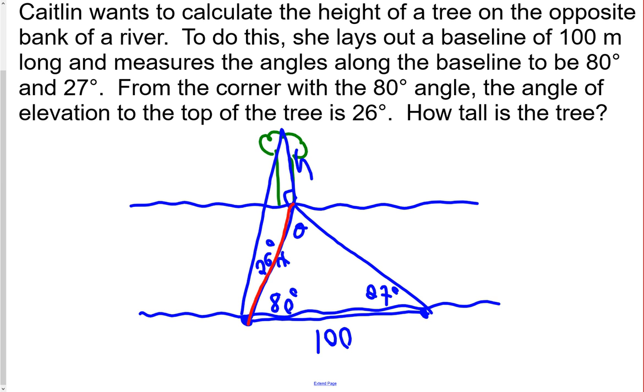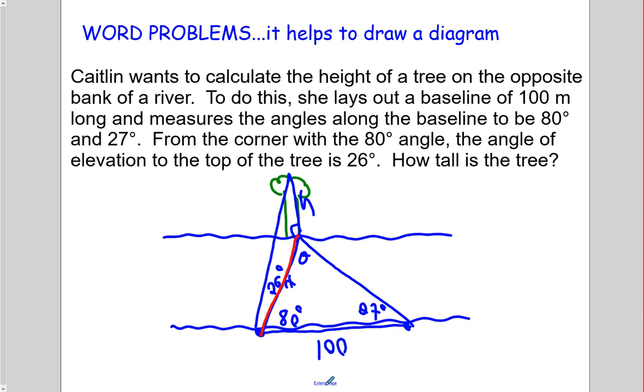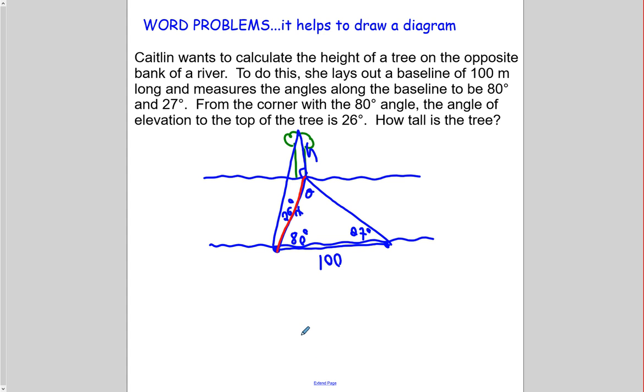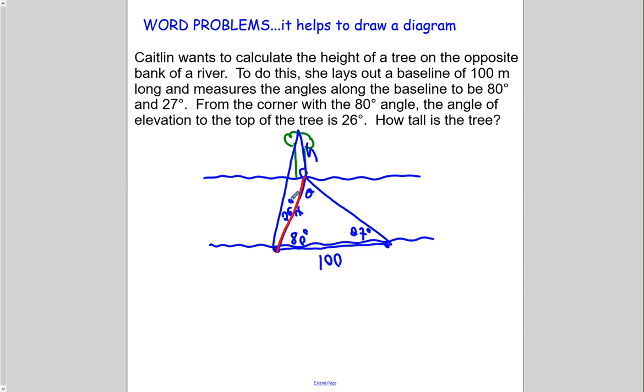So let's do that. I'm going to change my view here so I've got places to write. And the first thing I'm going to do is figure out that angle theta. So that's 180 degrees minus the other angles, right? So I'm going to go 180 minus 80 minus 27.